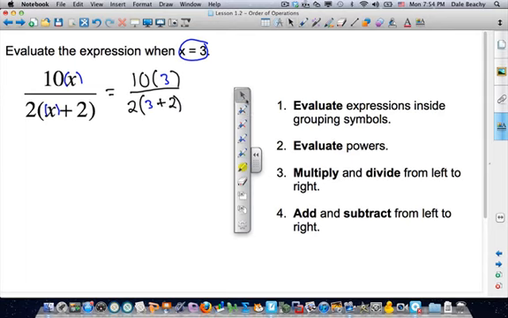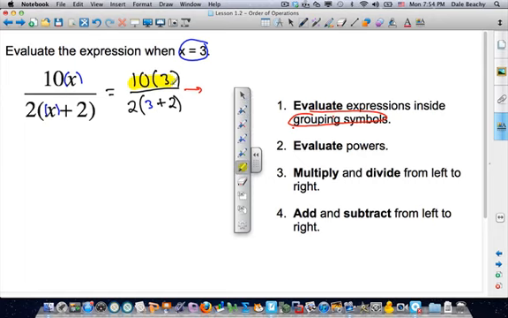Now we begin to follow the order of operations. Notice we have expressions in the top and expressions in the bottom. This fraction bar acts like a grouping symbol. So what that tells us is that we are going to evaluate the top and then the bottom, and then finally we'll divide at the very end. So let's begin with the top.